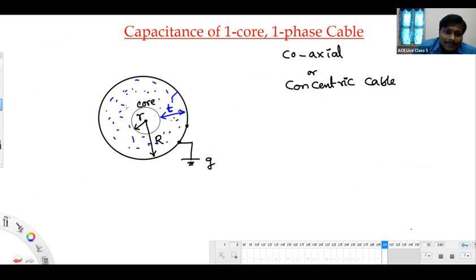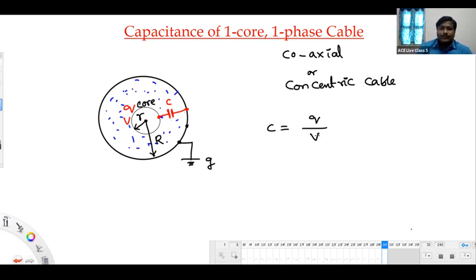This conductor is having a charge Q, voltage V. Next, please listen. We have a capacitance formation between the core and sheath. It is that capacitance C. Generally, we write that C as Q by V. Capacitance C equals Q by V.